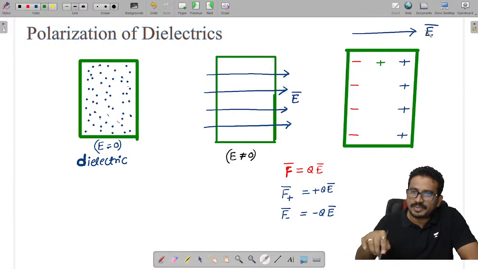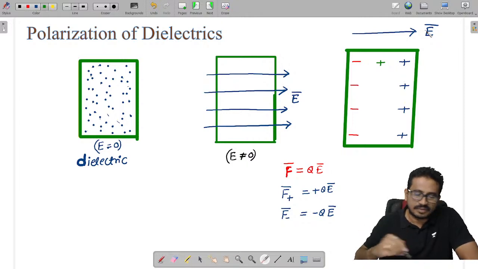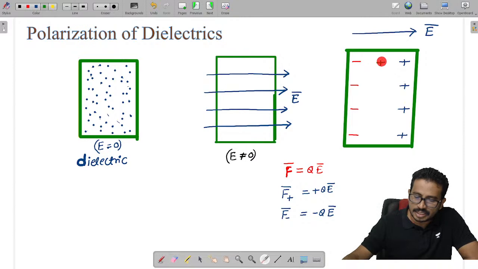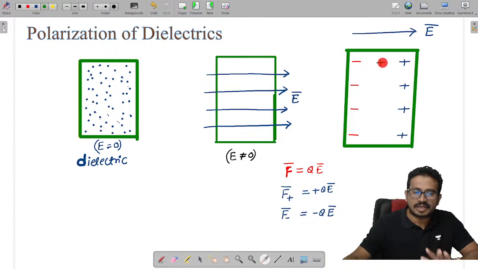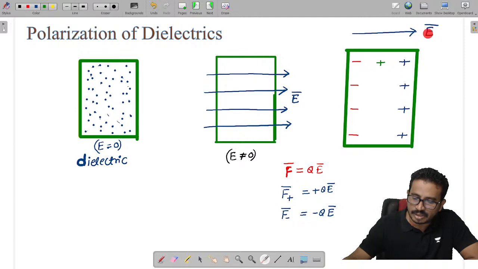As a result, what happens here? This positive charge tries to move along the direction of the electric field. Right? Now if you see carefully, this positive charge, because of this force, will try to move in this direction, but it will also experience a force from the already existing positive charge.